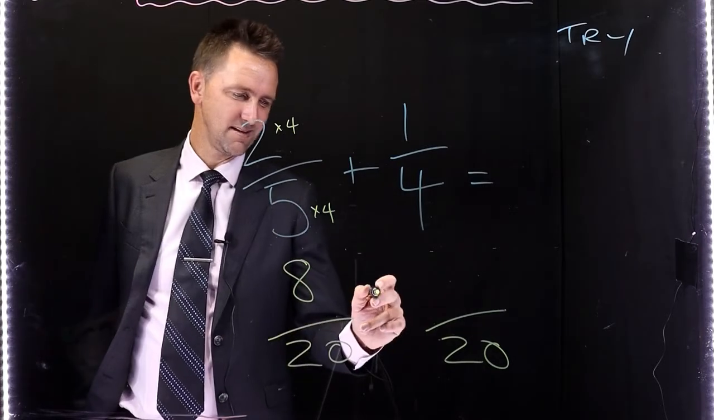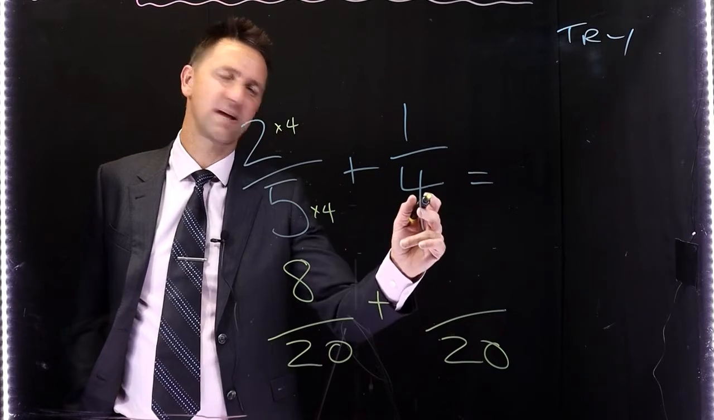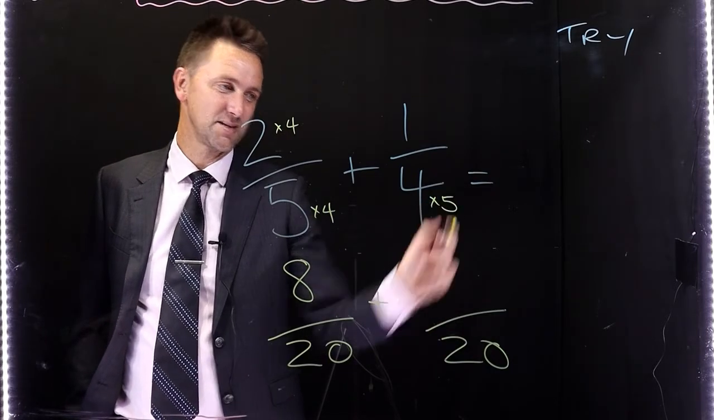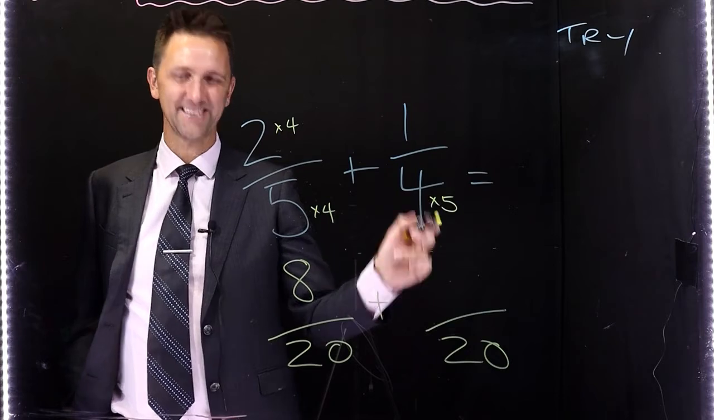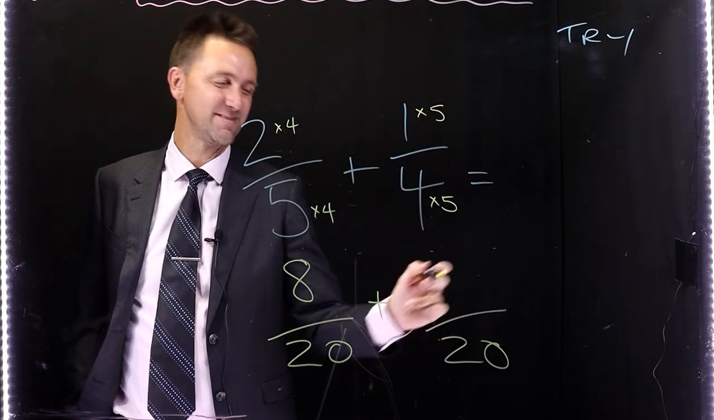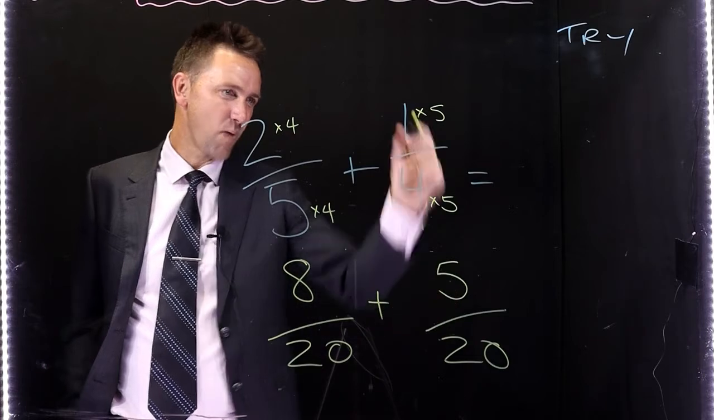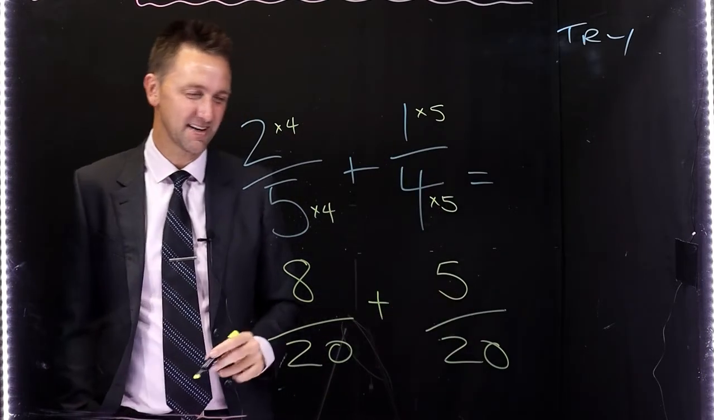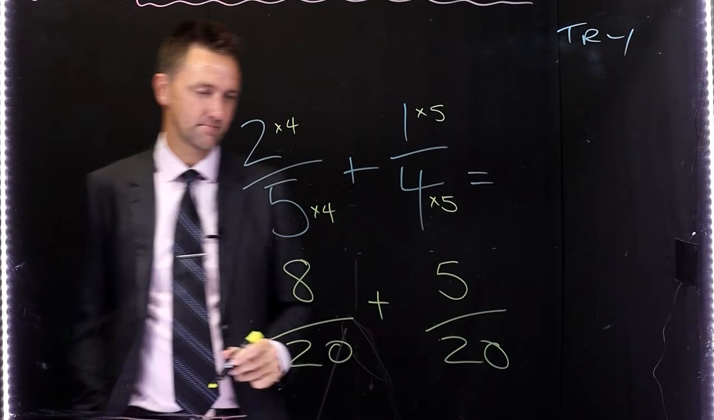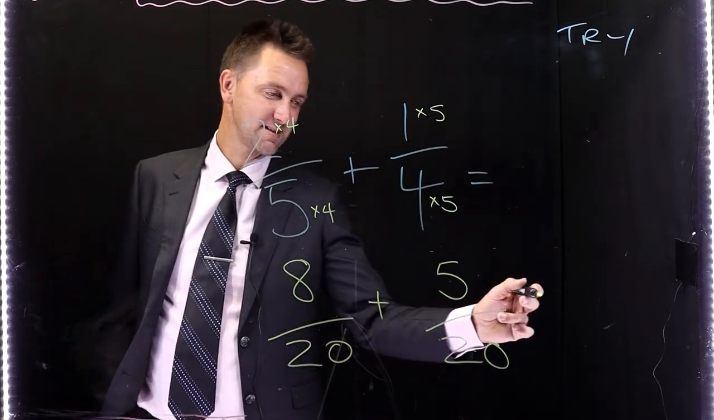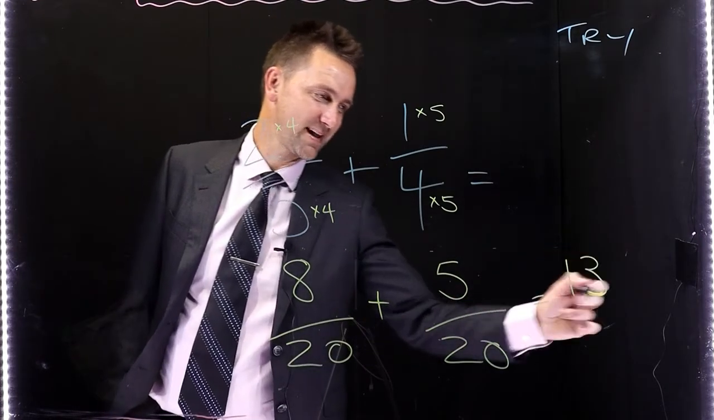Okay, so over here, hey, how did we get from 4 to 20? Got to times it by 5. So whatever you do to the bottom, you got to do to the top. So 1 times 5 equals 5. So 1/4 is equivalent to 5/20. Okay, so now it's 8/20 plus 5/20, which would be 13/20.